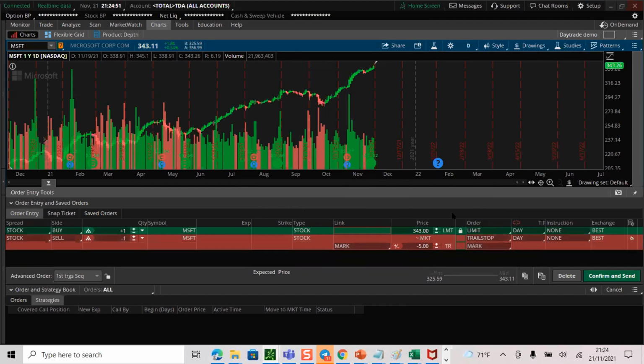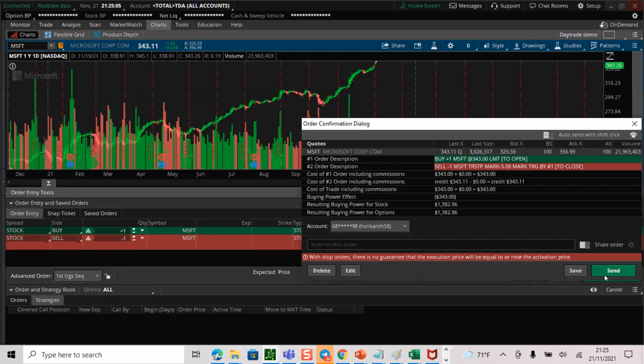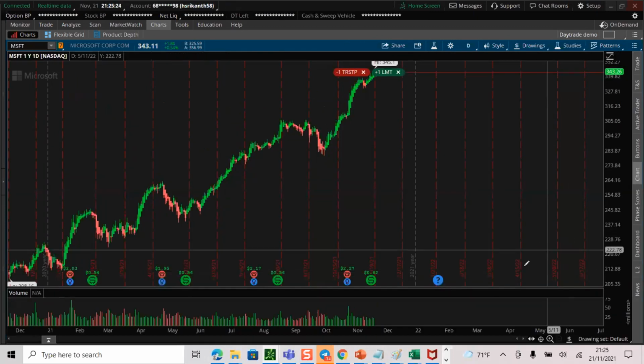Okay, so I can just do a confirm and send, right? If you are very busy, you can also save this order. I'm going to share that one too. Confirm and send. So pretty simple here. I'm just trying to buy the Microsoft stock at 343 and then trying to sell with a stop trailing loss of $5. Okay, that's it.